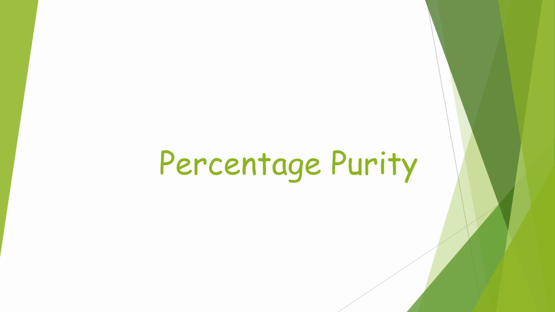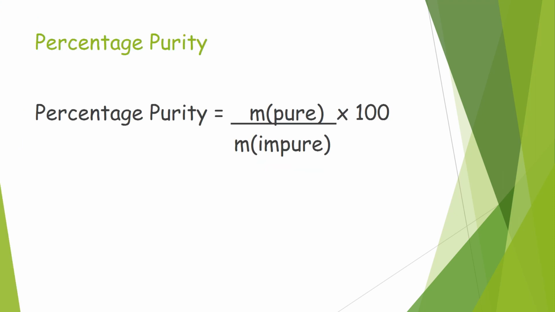A common type of variation in our calculations is to calculate a percentage purity. In these types of calculations, you'll usually be asked to find the mass of a pure sample because you've already been given a mass of the impure sample, and to determine how pure it is, the percentage purity.